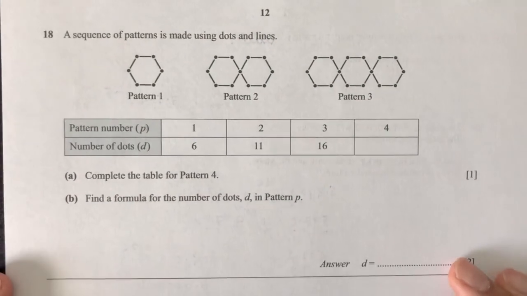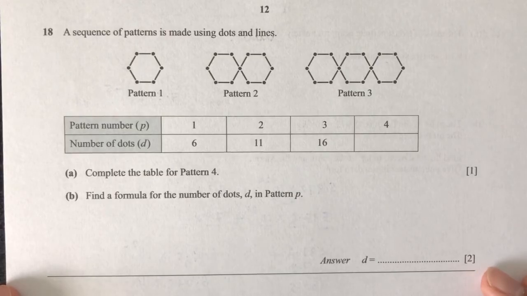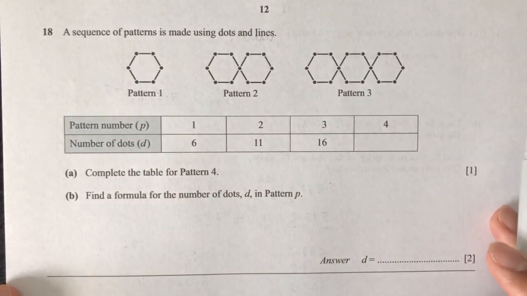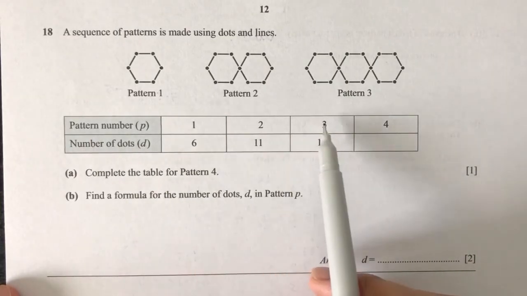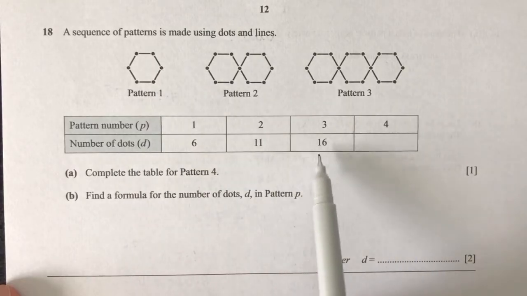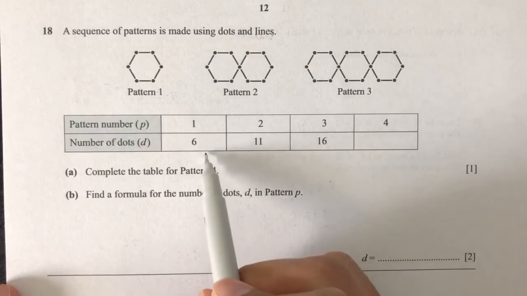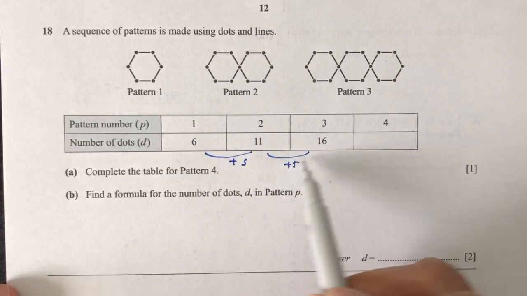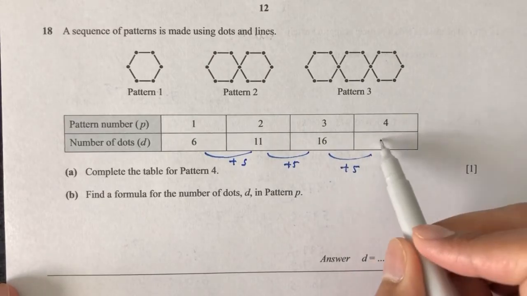So now moving on to question 18. A sequence of patterns is given using dots and lines. So we have dots and lines, as you can see. Here we have patterns 1, 2, 3, 4. Number of dots, we have 6, 11, 16. As you can see, every time it is increasing by 5. It means that here also it will increase by 5. So 16 plus 5 will be 21.